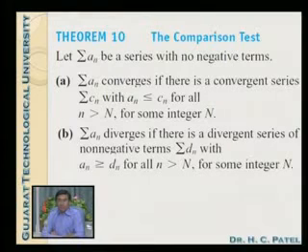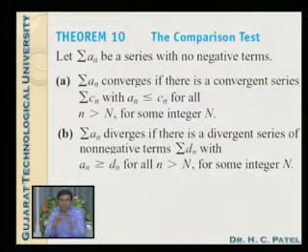Now, an interesting theorem which is known as the comparison test. Let sigma an be a series with no negative terms. The first case is sigma an converges if there is a convergent series sigma cn with an less than or equal to cn for all n greater than N for some integer N. So in the first case we have seen that there is a comparison between two series. If we know that the series with bigger terms is convergent, then the series with lesser terms is definitely convergent.